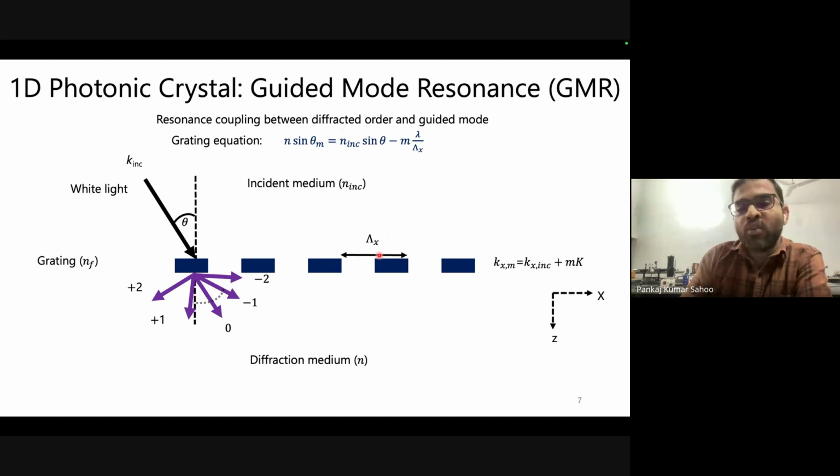So periodicity is known as this gamma or Λ, that is known as the period. You must know this looks like a grating structure. This definitely is a grating.